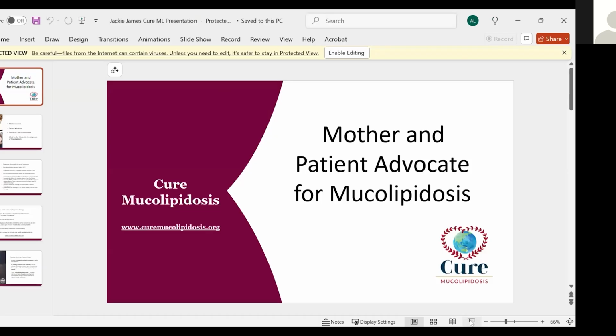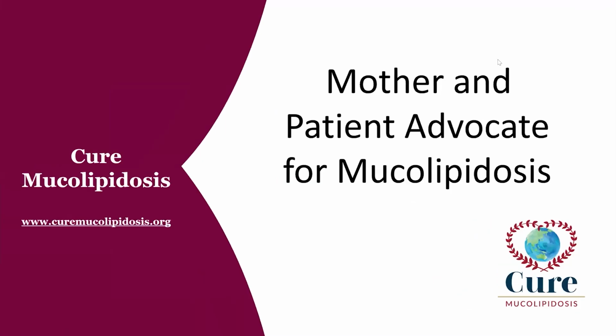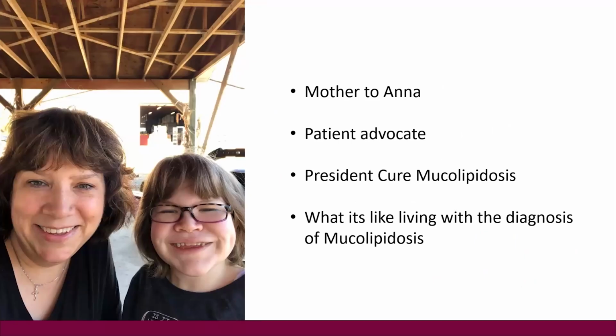All right. Well, hi, everyone. My name is Jackie James, and I actually live not too far from here in Illinois. And there she is with me, my daughter Anna. I'm mother to Anna, who just had her 30th birthday. She has ML3, and she was diagnosed in 1999 when she was age 4.